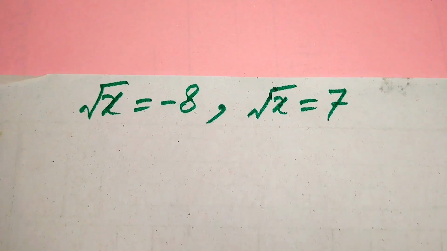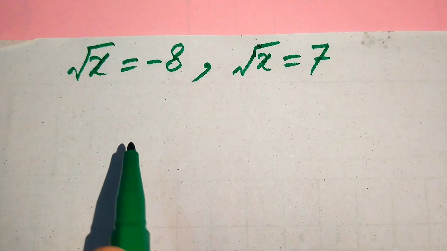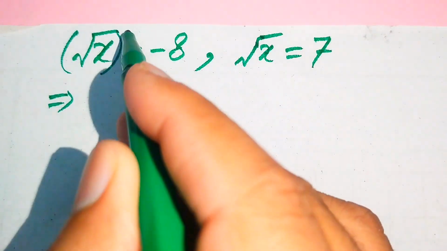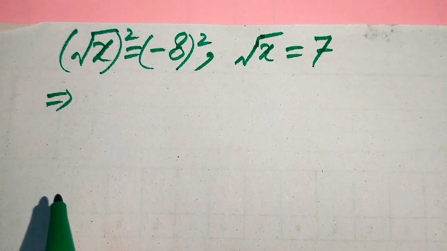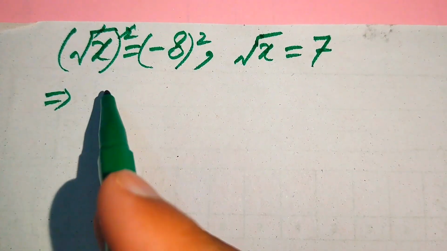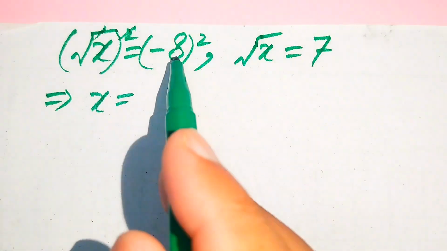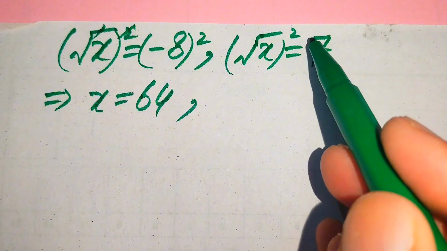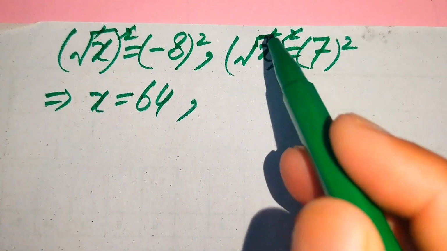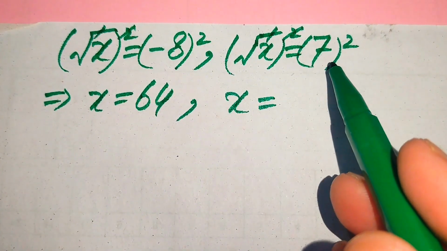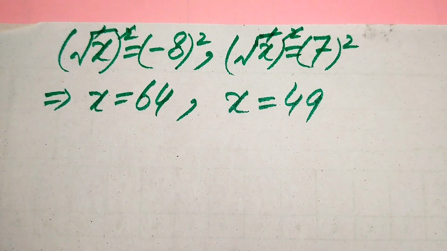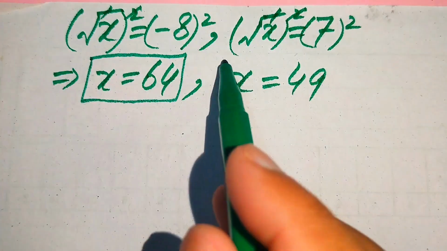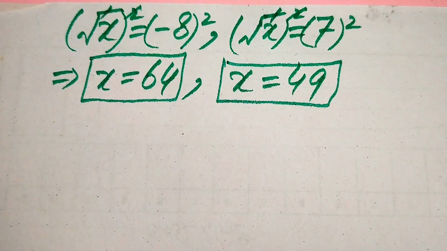After that, for the values of x, we need to take squares on both sides of both of these cases. When you square this term, the square root is gone, and we get x = (-8) squared = 64. And when we square this term, the square root is gone, and we get x = 7 squared, which is 49. So here we get the two roots of the given equation: one is 64 and the second is 49.